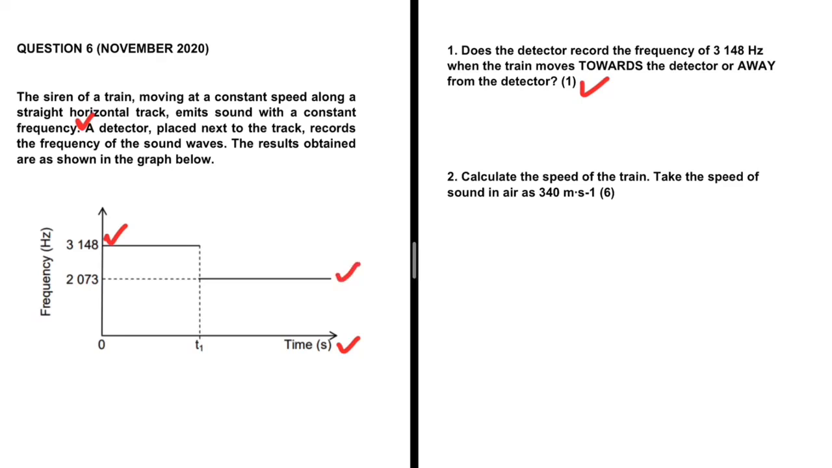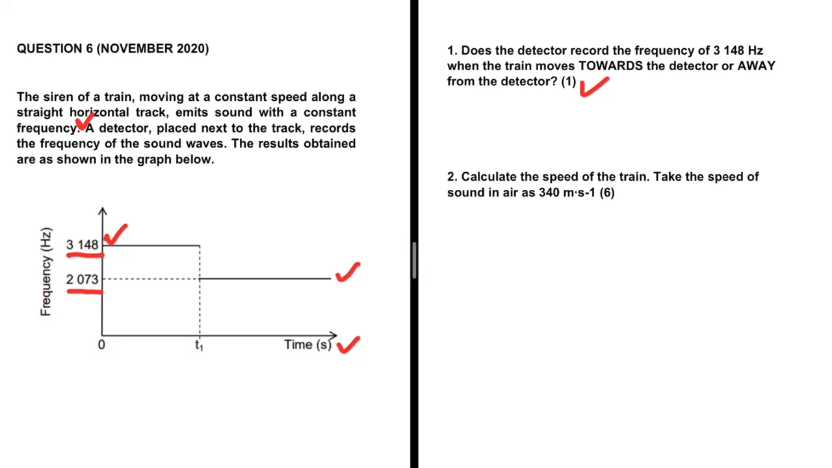Why is that the case? Here where we have a higher frequency, that's where the train is moving towards the detector, and here where we have a lower frequency, the train is moving away from the detector. This makes sense because we know fully well that if a sound source is moving towards the listener, we have a higher frequency, and when it is moving away, we have a lower frequency.